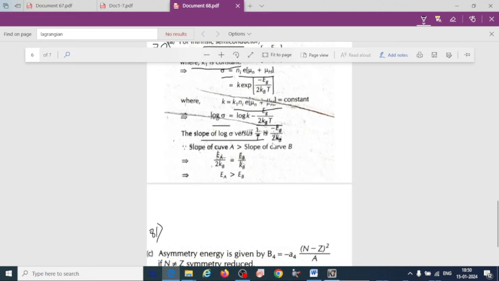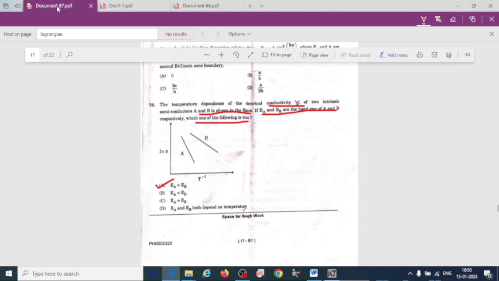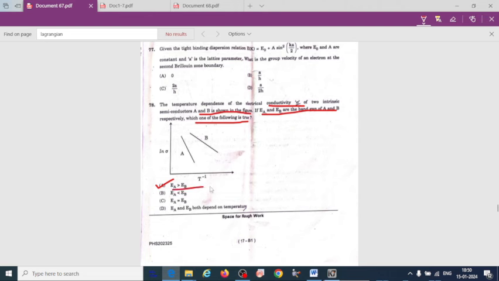2 kB, Boltzmann constant. If we plot the graph, the slope of curve A is greater than the slope of curve B. Then EA divided by 2 kB is equal to EB divided by 2 kB. Then which ratio is greater here? So this EA must be greater than EB. Then option A is correct here.